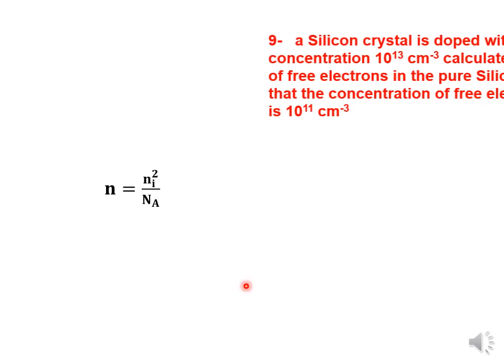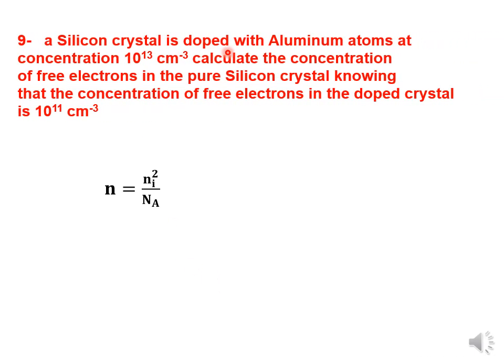طيب, the silicon crystal is doped with aluminum atoms at concentration 10 to the power 13 per centimeter cube. دي الكونسنتريشن اوف doped atoms، اللي هي هتبقى ده aluminum يعني trivalent، يعني عندي P type crystal. يبقى دي equal the concentration of holes. طيب calculate the concentration of free electrons in the pure silicon crystal, knowing that the concentration of free electrons in doped crystal is 10 to the power 11 per centimeter cube.